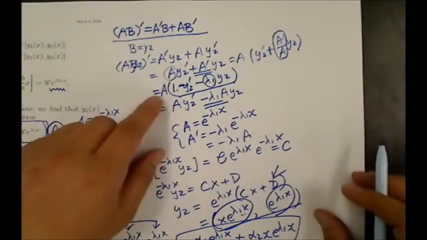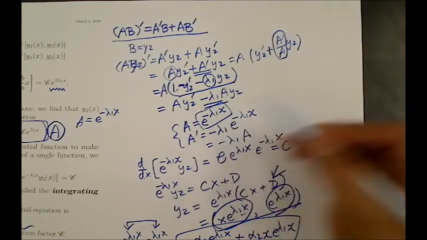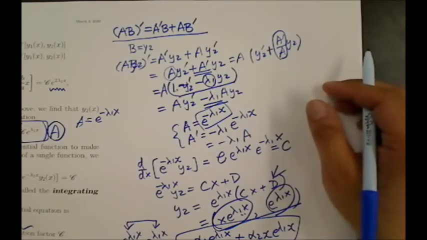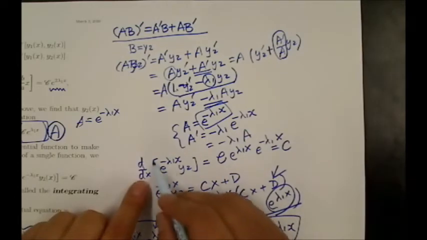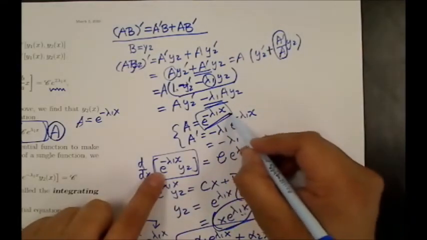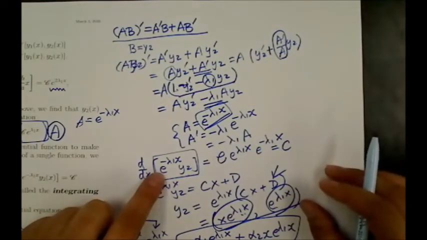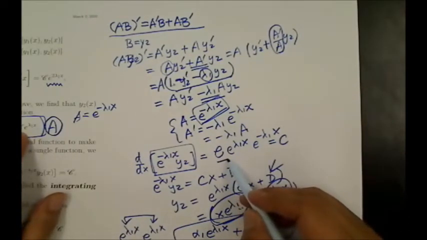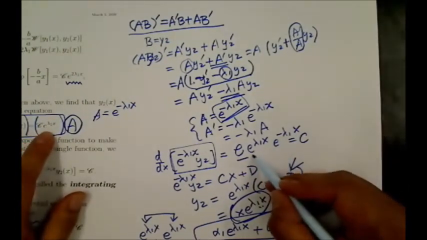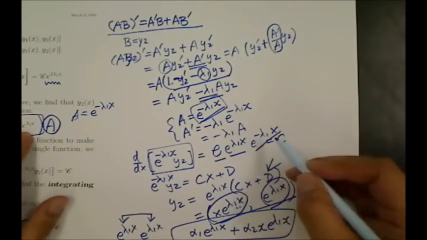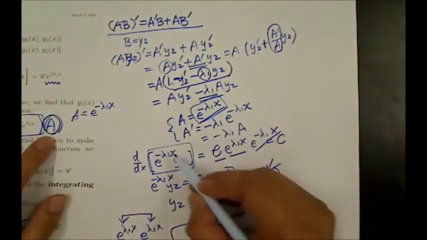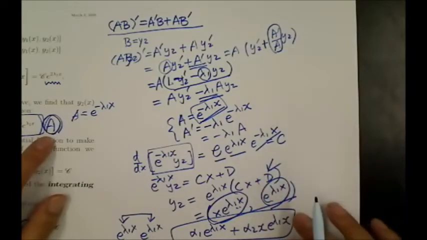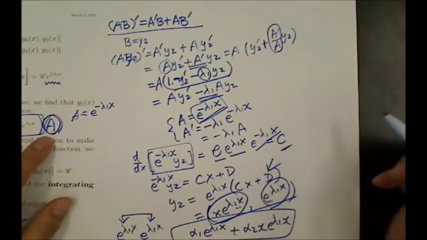Therefore, if I make use of this factor A, that is exponential minus lambda 1 x, then the left-hand side, after multiplying by the factor of A, gives the derivative of a single function. This function is e to the minus lambda 1 x multiplied by y2. Okay? Then the right-hand side becomes constant c, and exponential lambda 1 x, and then I have to multiply by the factor A, which is exponential minus lambda 1 x. So this exponential factor cancels, and this is just a constant c.